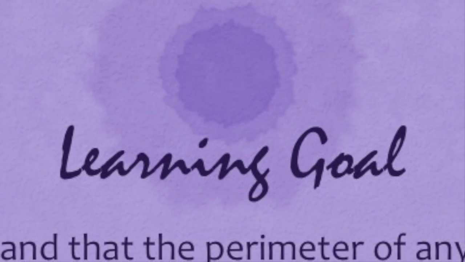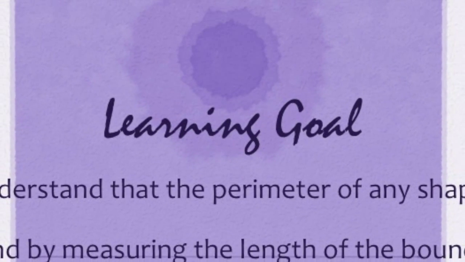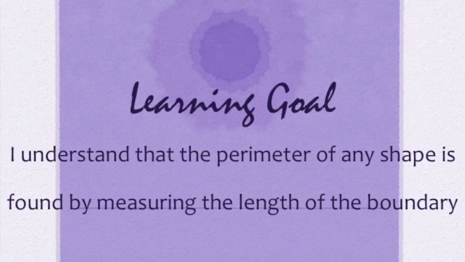The learning goal for this unit is that you will understand that the perimeter of any shape can be found by measuring the length of the boundary. Pause the video now and copy this into your workbook.